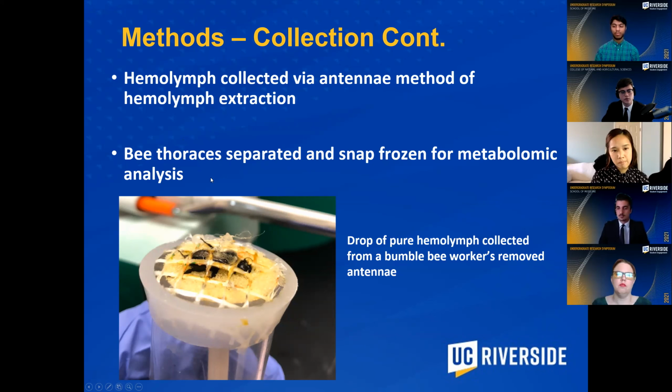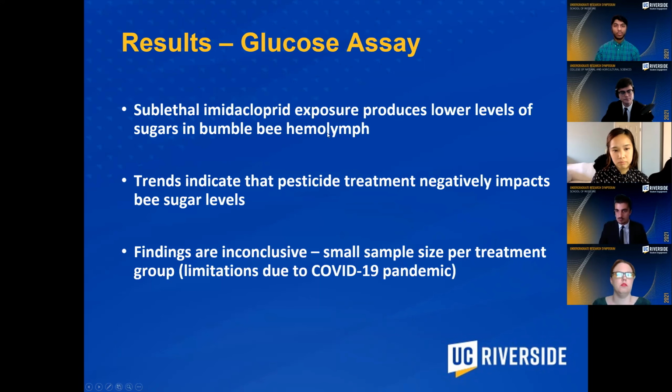Bee thoraxes were separated and snap frozen for further metabolomic analysis. This was also important because, as mentioned previously, the flight muscles within the thoraces are very metabolically demanding, and so there's lots of presence of metabolites and ATP.